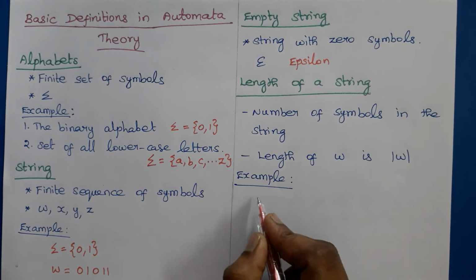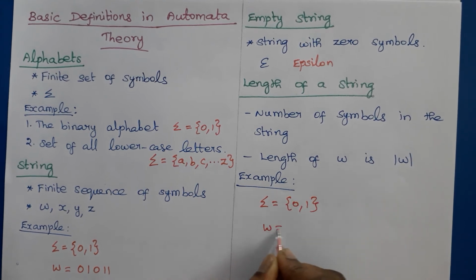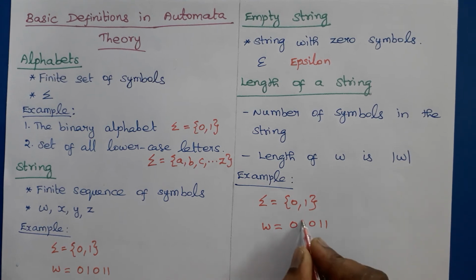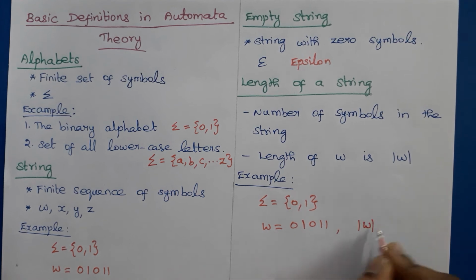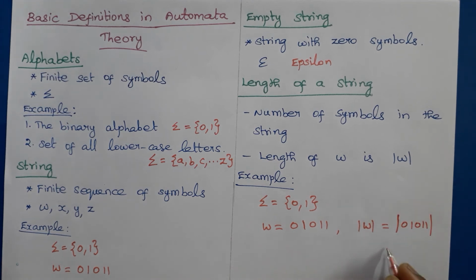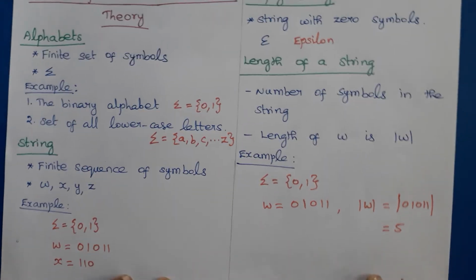So for example, consider the binary alphabet. So sigma is 0 and 1, and the string chosen from this alphabet is 01011. Assume that 01011 is a string chosen from this alphabet. Then the length of the string is denoted by |w|. So |01011| is 5, because the number of symbols in the string is 5.